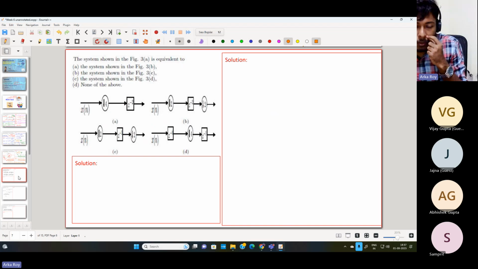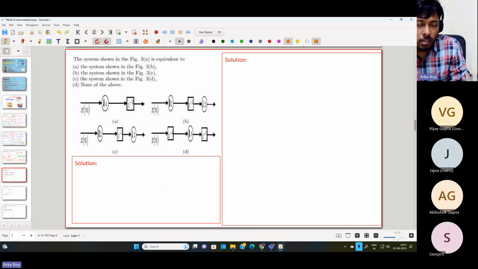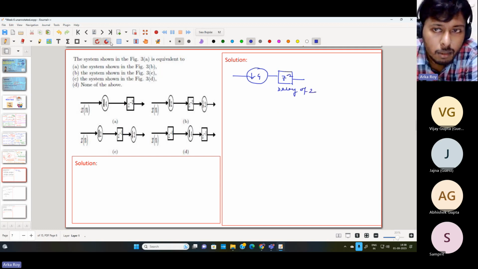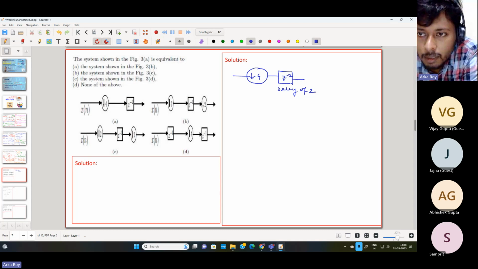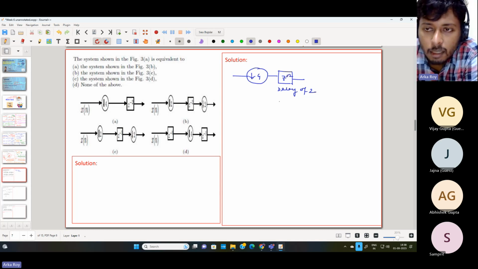Moving forward with the next question, this question is very easy. The question states that we have a following system which has this kind of structure: a downsampler of 4 followed by a delay of 2. This is a delay of 2, so this is z to the power minus 2. It seems like I have written z to the power 2, but there is a minus sign.